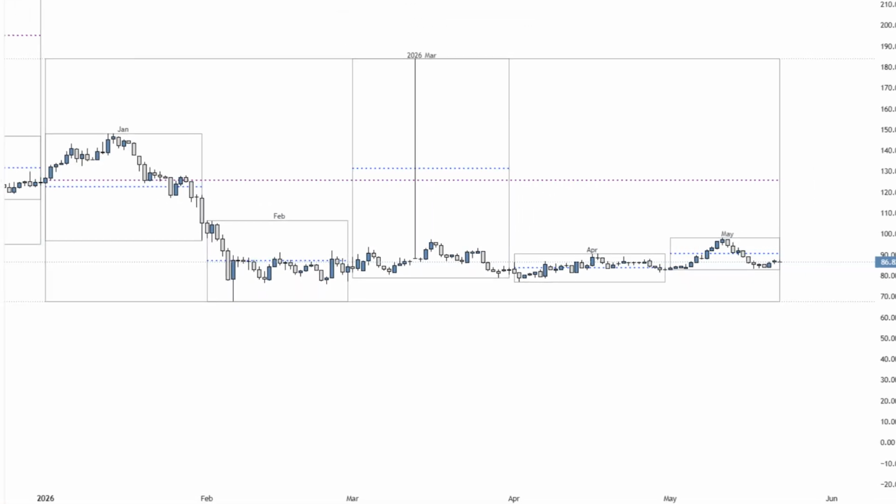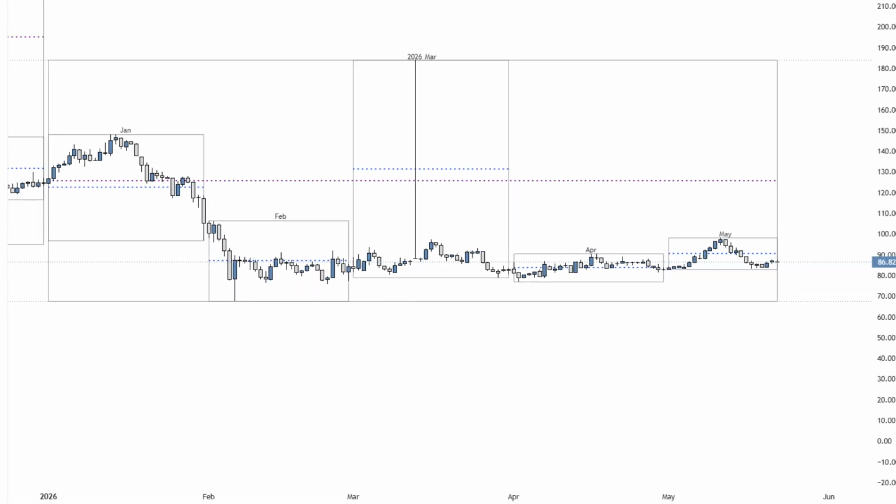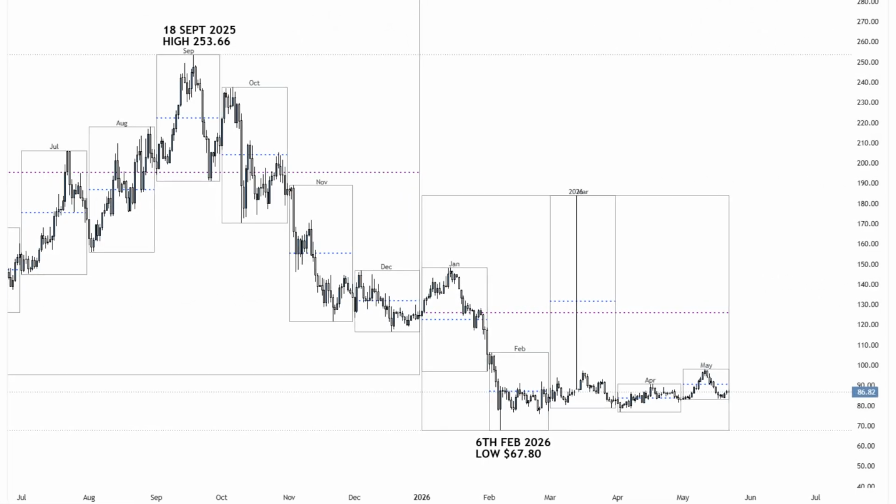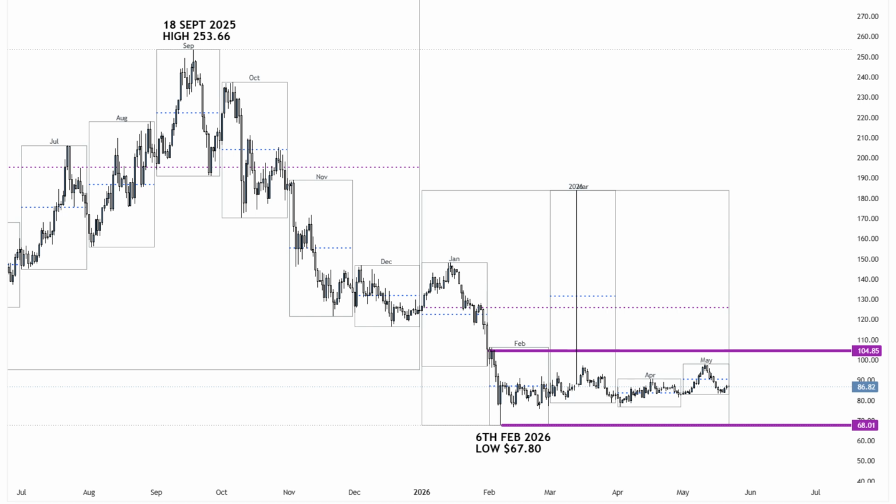To the average trader or investor, Solana's price action probably looks completely dormant right now. After crashing from the September 18, 2025 high at 253.66 down into the February 7, 2026 low at 67.80, most traders would probably conclude that since February 2026, Solana has gone nowhere for several months. But like many crypto price action structures right now, there is actually something much more interesting developing underneath the surface.